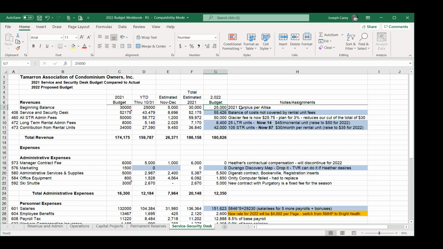Okay, let's see. I'll skip this second line and come back to it. So 460 is the portion that we get of the fees that are charged for the resort fee, which is currently what, $30, and then we get a piece of that. Most of it goes to Glacier.